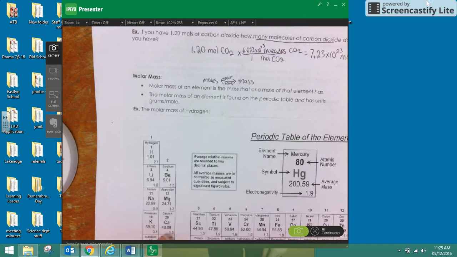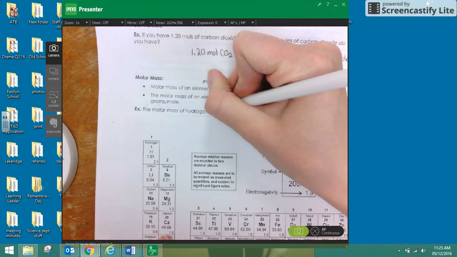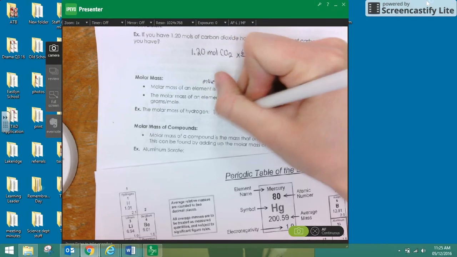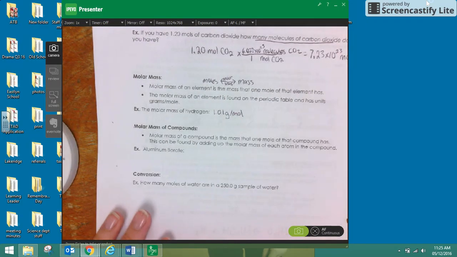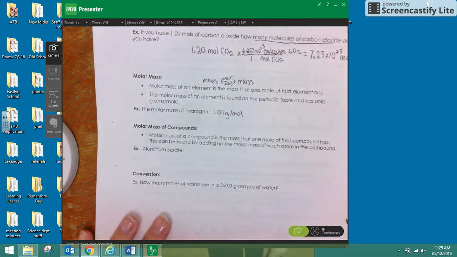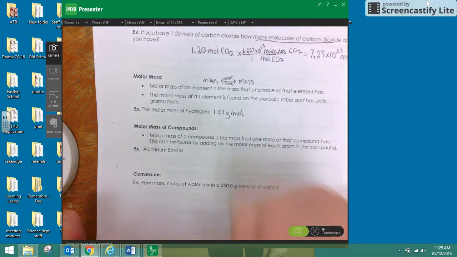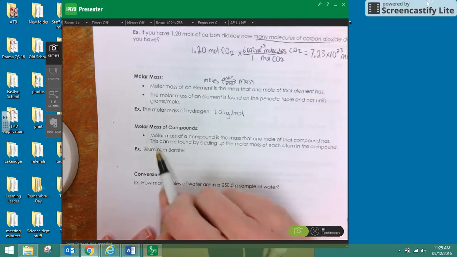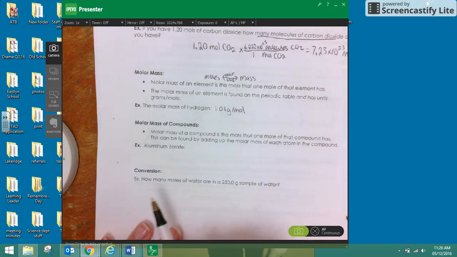So if we're looking for the molar mass of hydrogen, you just find hydrogen on the periodic table, and it's this number underneath the element symbol. So 1.01 for hydrogen. And the units of molar mass are grams per mole. So that's how much 1 mole of hydrogen would weigh if you were to put it on a scale, keeping in mind hydrogen is a gas, so you would actually have to contain it and then put it on a scale.